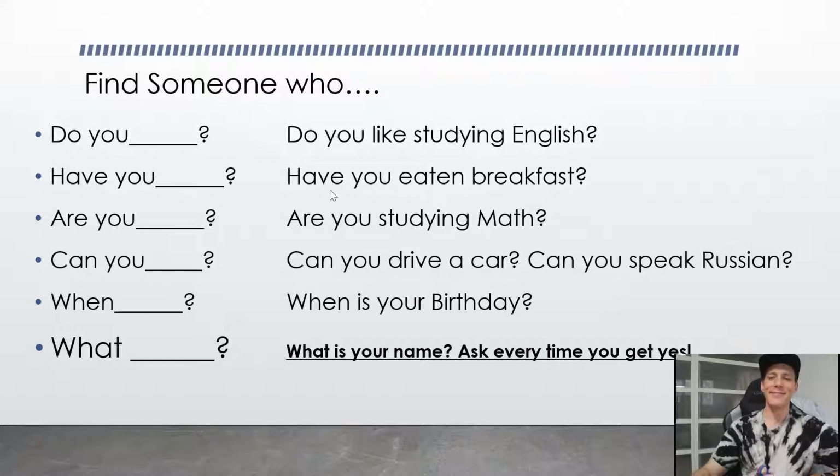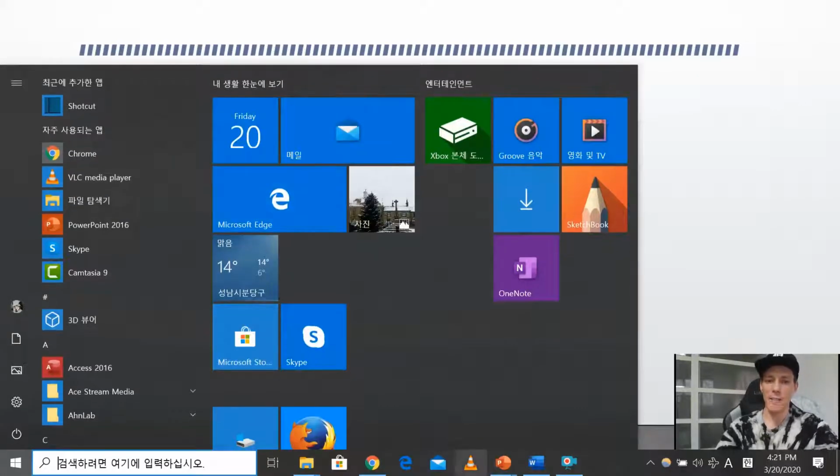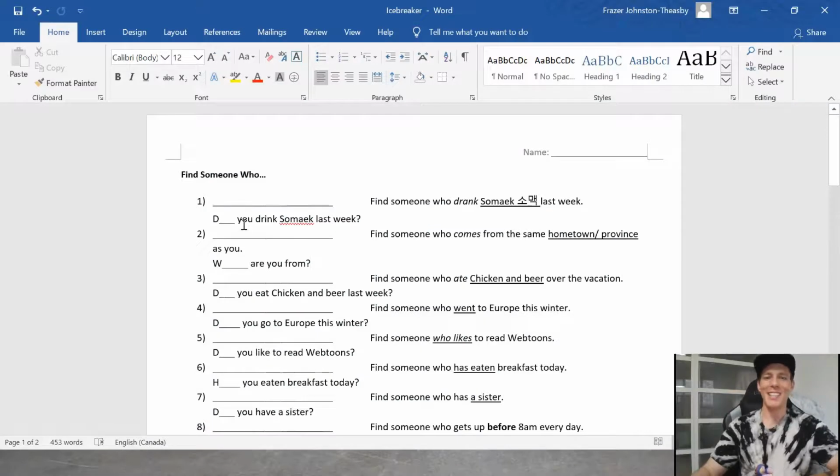So, if you go to your worksheet, you'll be able to see it. And what I want you to do is I want you to try to fill in the question word. So, my worksheet is here, you can see it. And like here, the first one, it says, find someone who drank somek last week. So we have drank, so we know it's the past. Not now, it's the past. So you'll be like, oh, blank, you drink somek last week.